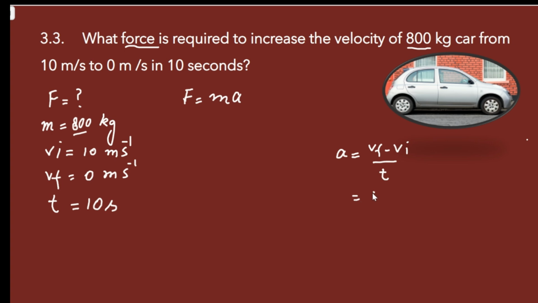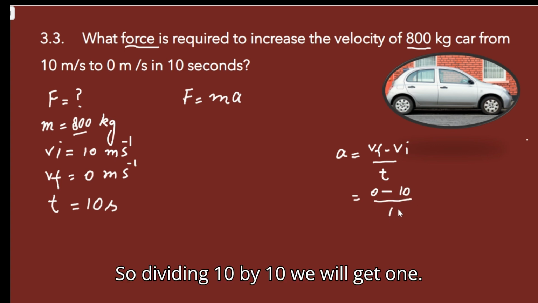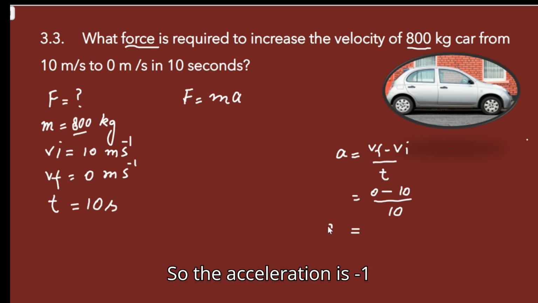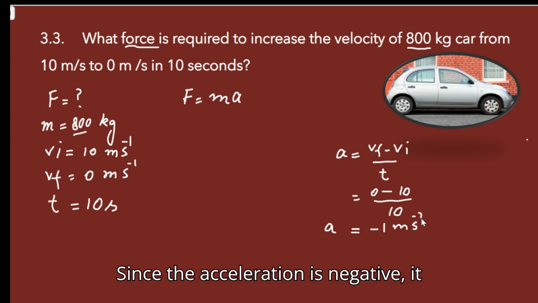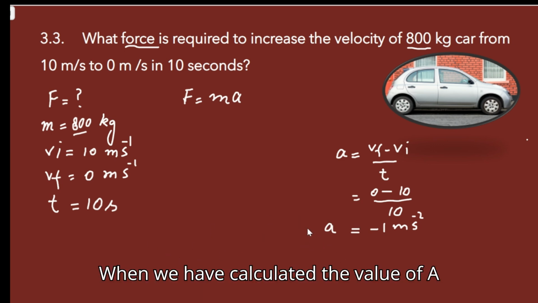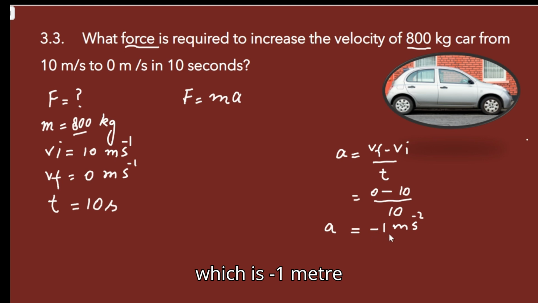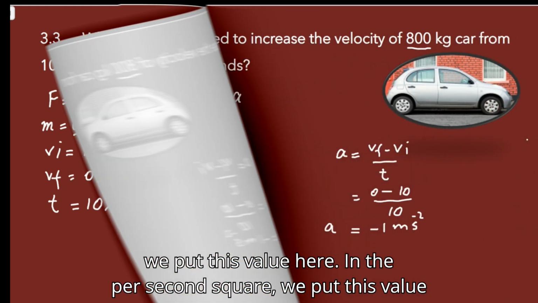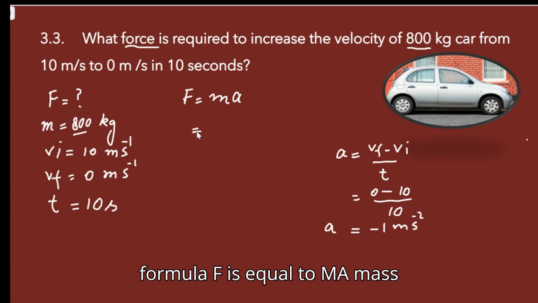Vf is 0, minus vi is 10, and the value of t is also 10. So dividing 10 by 10, we will get 1. So the acceleration is negative 1 meter per second square. Since the acceleration is negative, it means that the body is stopping, or it is also called the retardation or the deceleration. When we have calculated the value of a, which is minus 1 meter per second square, we put this value here in the formula F is equal to ma.